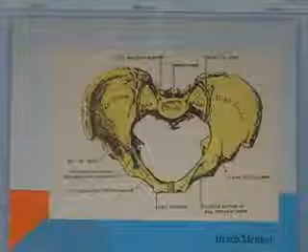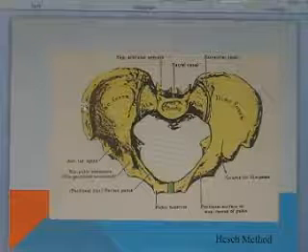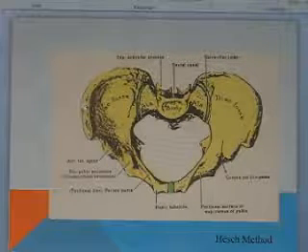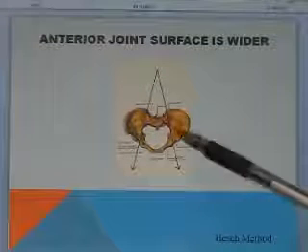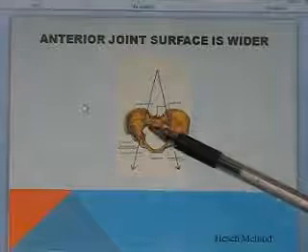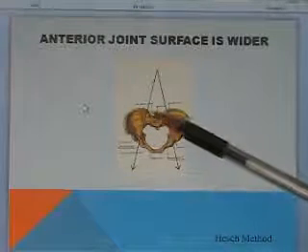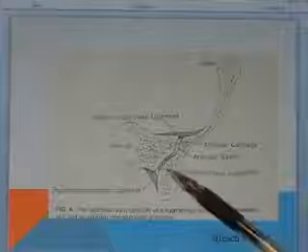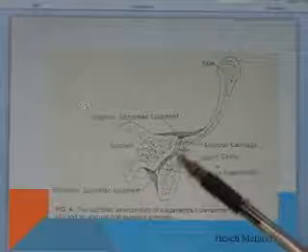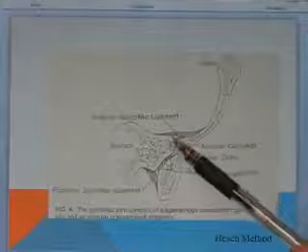Here's a top view of the entire pelvis in the transverse plane. It's useful to know that the front of the SI joint is wider. The front of the sacrum is wider than the back of the sacrum. This shows the SI joint right here. That is the joint space.